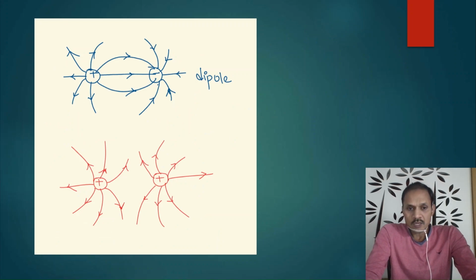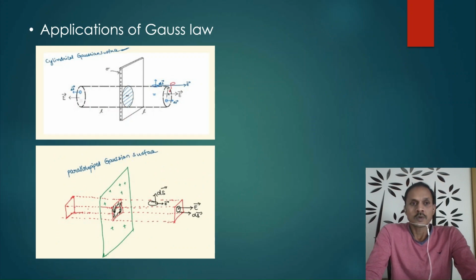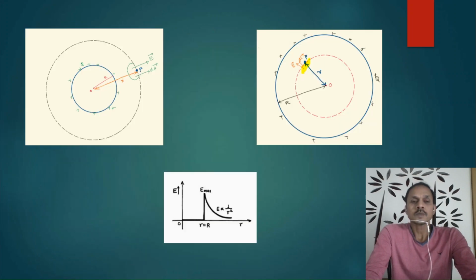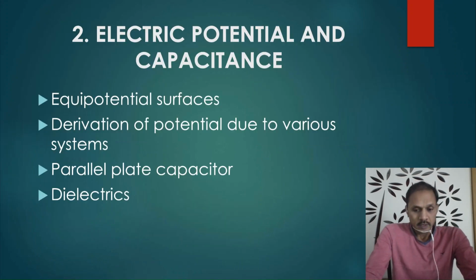While drawing field lines, don't forget the direction. Okay. So this is straight wire Gauss law application, and the sphere inside and outside, finding the field by using Gauss law. Okay, so going to next chapter, electric potential.